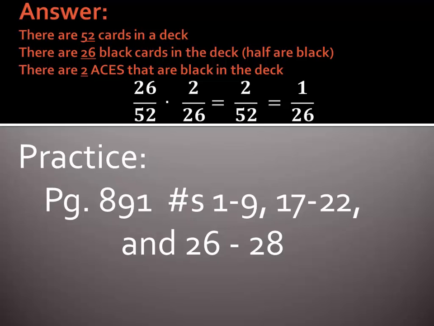From that 26, how many aces are there? 2. There's only 2 because there's 4 in the deck. 2 are black, 2 are red. So 2 out of the 26 are aces. We would multiply that and get 2 out of 52. Somebody in the other class said, can't you just think about a deck and know that there's only 2 aces that are black? Yes, you can. Probability is logical. If you think logically instead of freaking yourself out, this stuff will be easy for you.